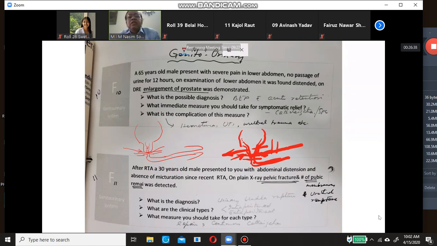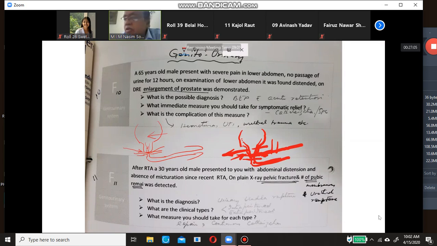So what is the diagnosis? Diagnosis, what will you say? There may be rupture of the urethra, the membranous urethra, and another trauma may be there, that is the rupture of the urinary bladder. Urinary bladder injury can happen. So two possibilities are there.